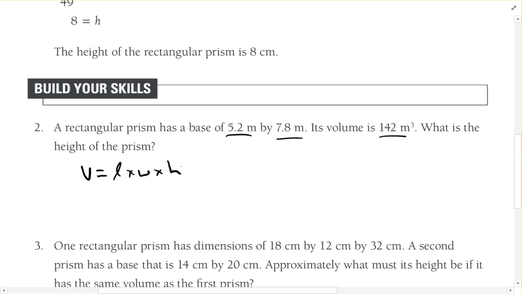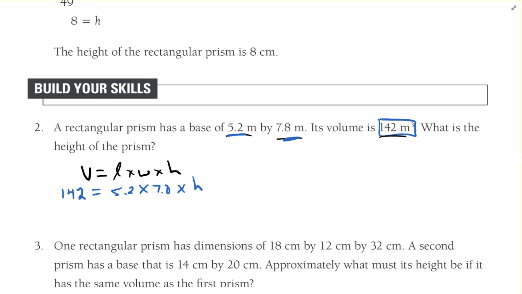And now what we're going to do is we're going to fill stuff in as we know it. Okay, so we know the volume this time. This time it didn't give us the sides. It gave us the answer. So I'm going to write 142 in place of the volume. Okay, and then I'm going to fill in some other stuff as I know it. So we also know the base of this thing is 5.2, so that's probably the length, and then by 7.8, so the width. So we know those two things. So this is going to be 5.2 times 7.8, and then times your height. And we need to find the height.